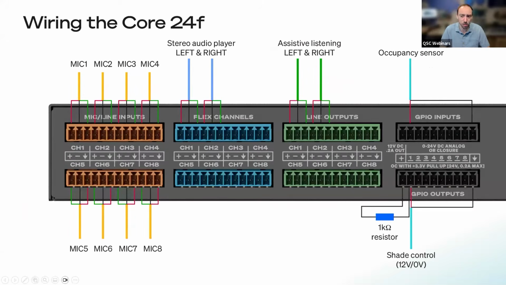On the back of that Core 24F, this will look very familiar to the Core 110 because the layout is exactly the same as the original Core 110. 8 microphone channels, 8 flex channels. So those are channels that can be either inputs or outputs. You get to decide programmatically. Line outputs, as well as some general purpose ins and outs. So if you need to drive something like an occupancy sensor, or you need to run a shade controller or a screen controller, something like that, you have analog or contact closure controls there.